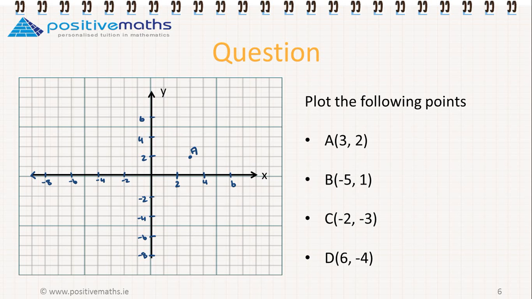B, I have -5 on the x and 1 on the y. C, -2 on the x and -3 on the y. And D is 6 on the x-axis, -4 on the y-axis.